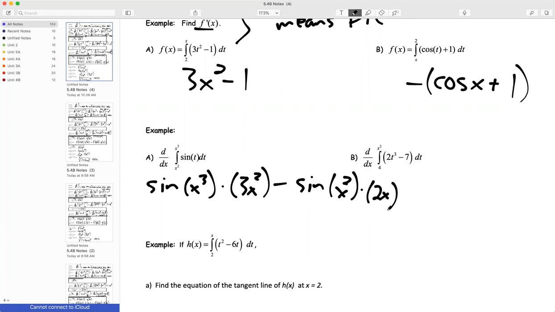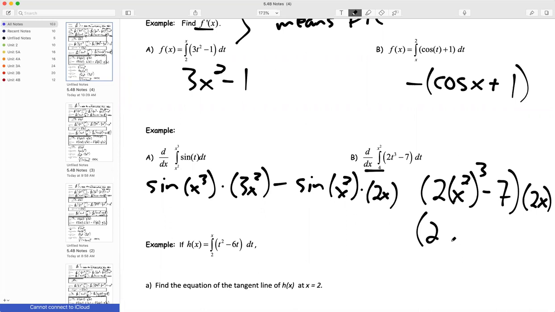All right. And so here, same thing. I see this. It means fundamental theorem. I'm going to take the x squared and plug it in. When you raise a power to a power, you do multiply. And I need to multiply all of this, though, by the derivative of the bound. So I'm going to multiply this by 2x. And so I could write this as 2x to the 6 minus 7 times 2x. And I'm going to leave it like that.